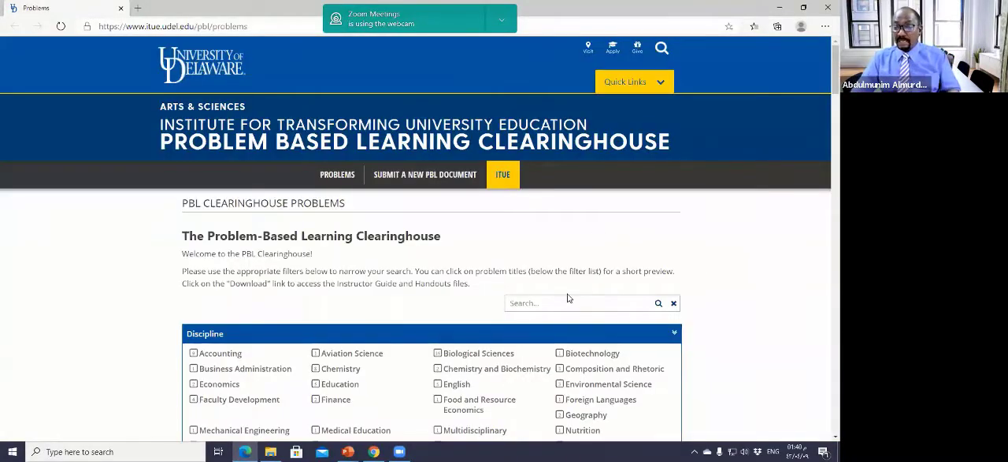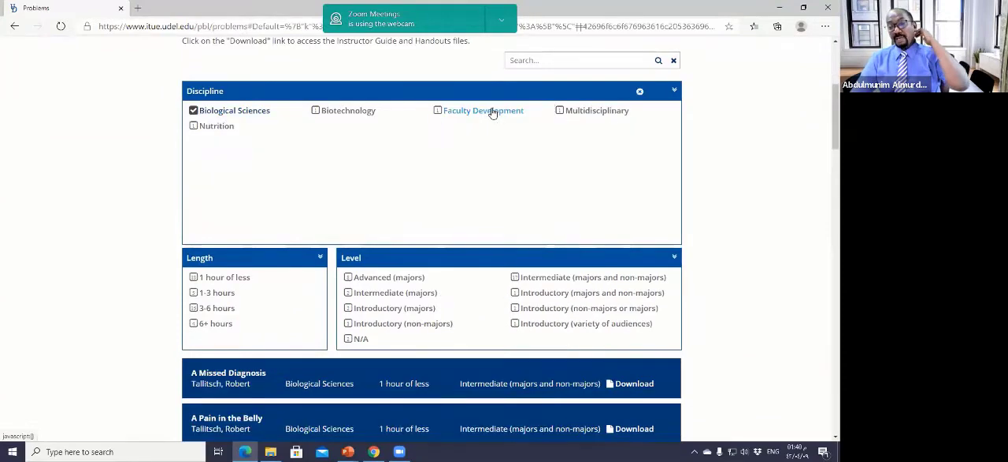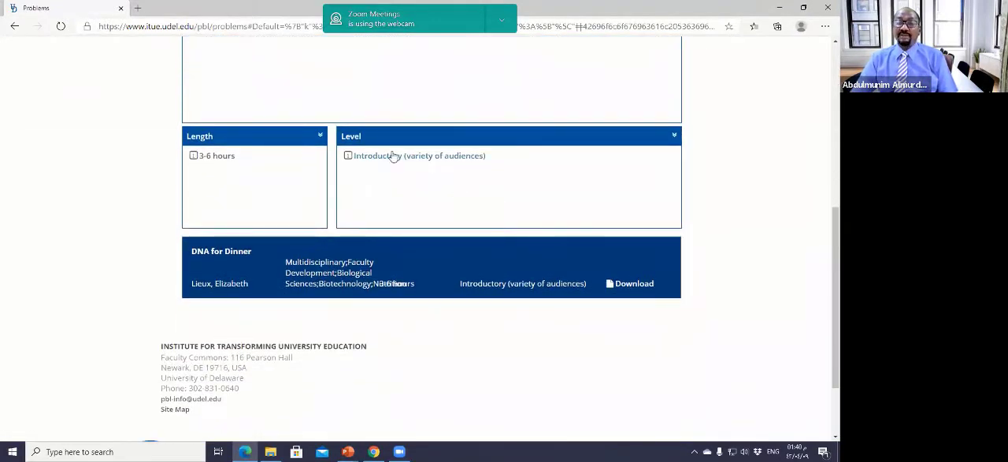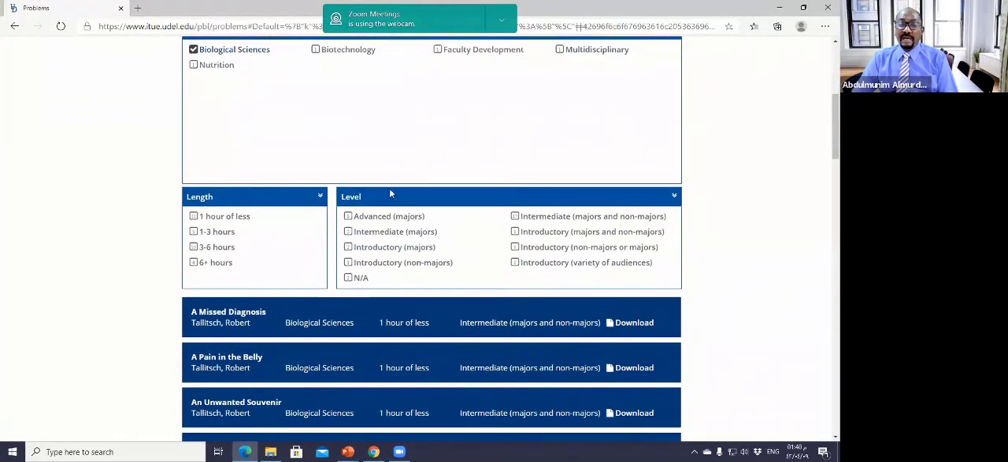This is the clearinghouse, as you can see. For example, biological sciences, I will click on biological sciences. We have biological sciences, nutrition, biotechnology, faculty development, and some multidisciplinary. And then, for example, this is the level, and you can straight download these cases because they are offering them for you to download. So you can download the case straight away. And these are the different cases.